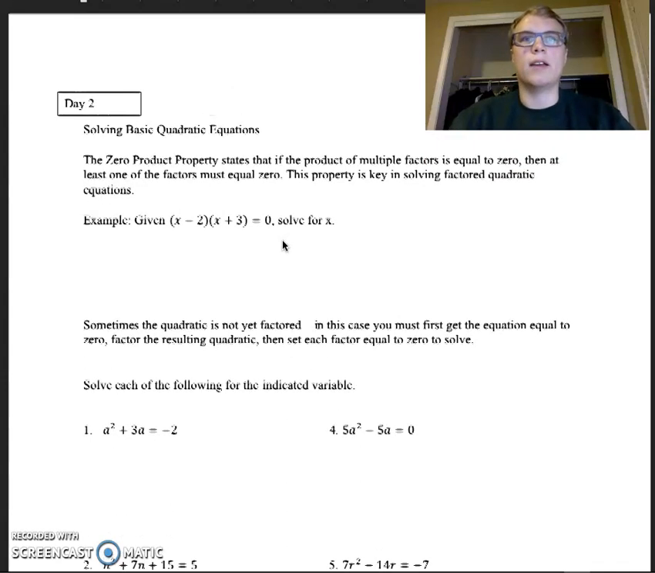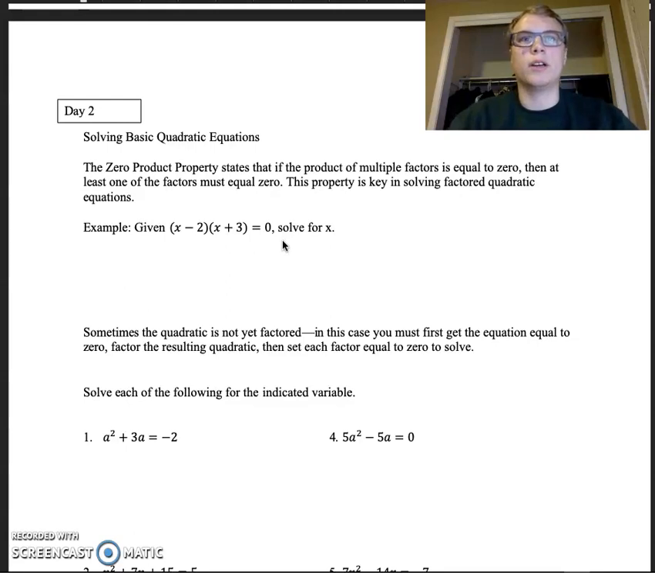The way we do that is we're going to use the zero product property. What this is basically saying is that if you have the product of two factors and your product is 0, at least one of the factors has to be 0. So we can use that in solving for x. In this example, we're given x minus 2 times x plus 3, and the product equals 0. So we know that at least one of them has to equal 0.